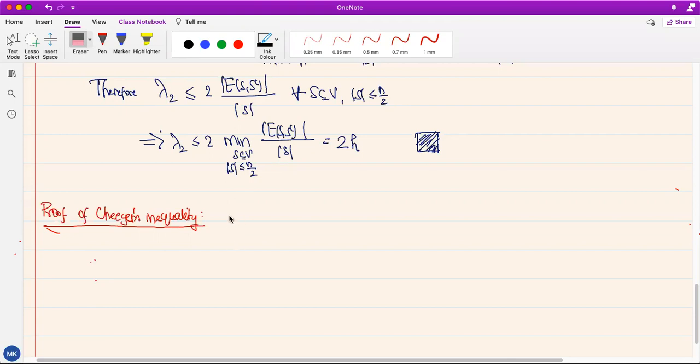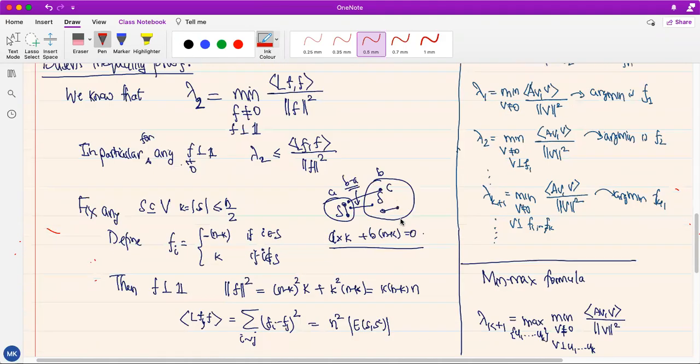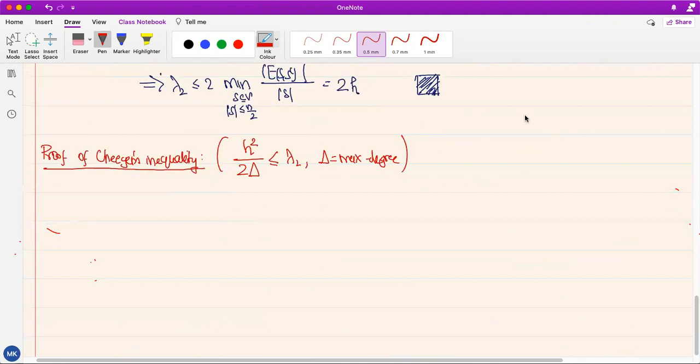Okay, so what do we have to prove? Let's write it down here. What we have to prove is that h square over 2 delta is less than or equal to lambda 2, where delta is the max degree. This is what we have to prove. So the whole idea is like this. What is happening in this entire thing? This is how you imagine. G is the graph; I'm just writing it as a blob. There are vertices here.